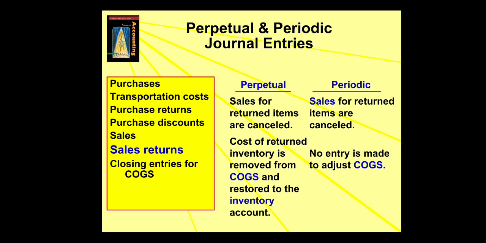If you use the perpetual system, you have to update account sales, because the sales has to be reduced, and also you have to update account inventory and cost of goods sold. Okay, but if you use the periodic system, you only have to update account sales. Let's see how to do that.